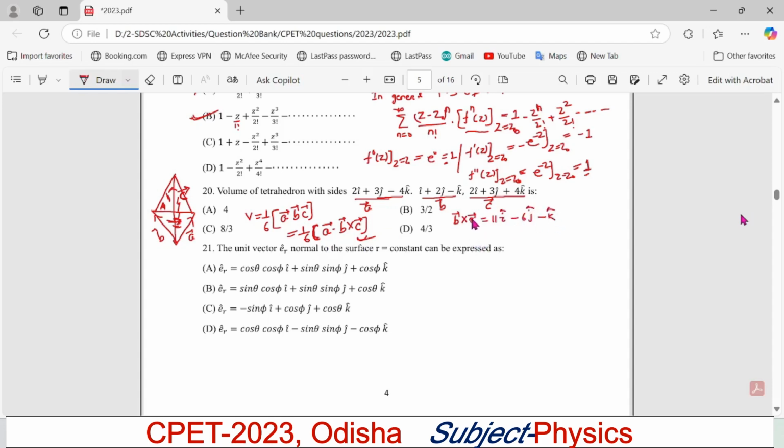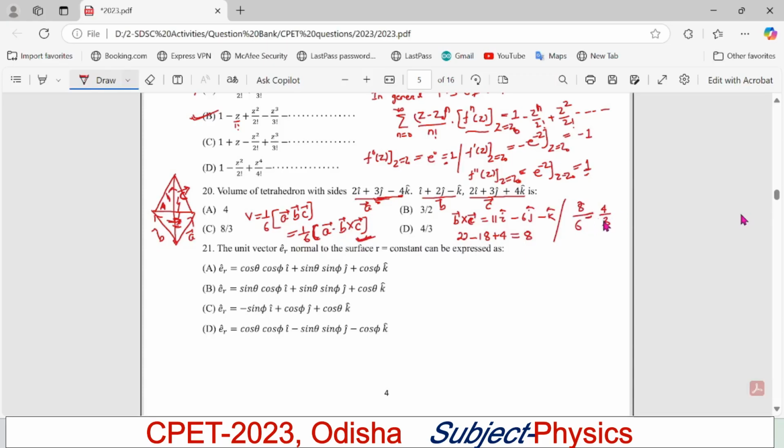Now consider A dot B cross C. Here A is the vector, so 2 i cap times 11 i cap will be 22. 3 j cap times minus 6 j cap will be minus 18. Minus 4 k cap times minus k cap will be plus 4. So we found this value is 8. Now 8 by 6, using this formula, is nothing but 4 by 3.